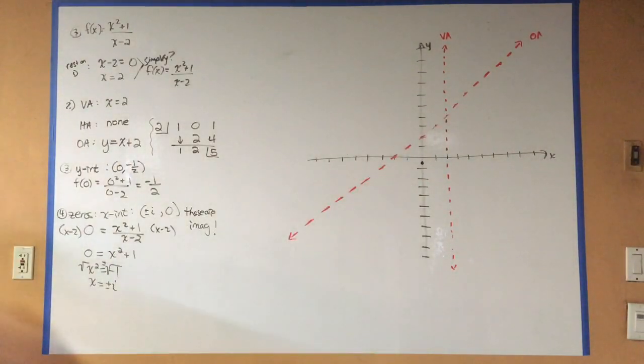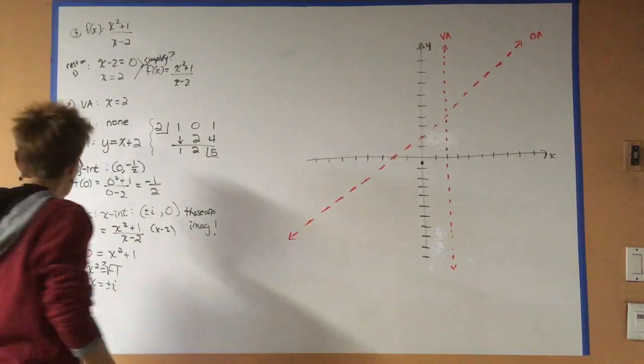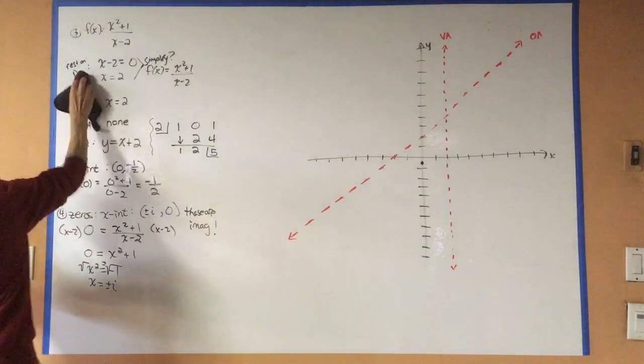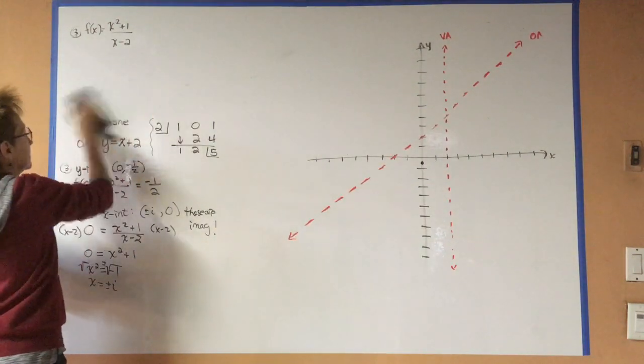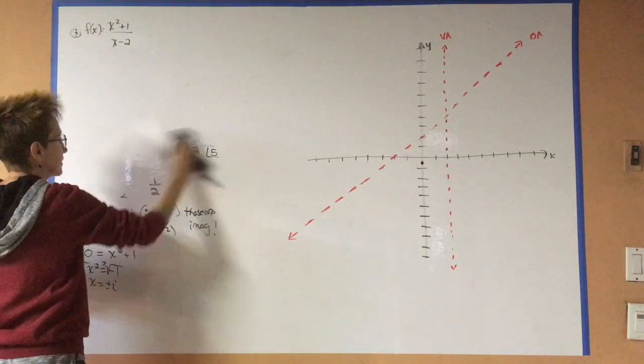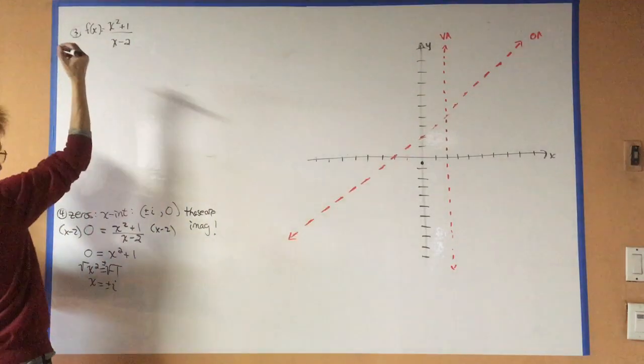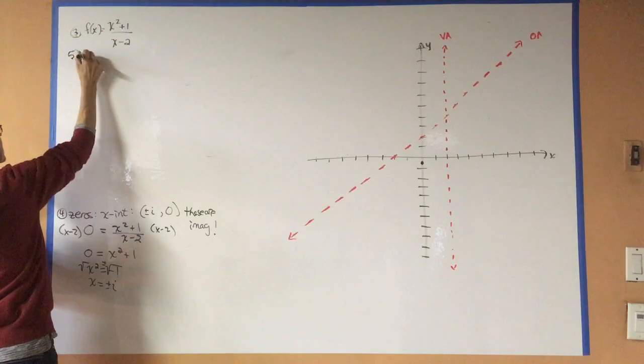So step 5 is determine if the graph intersects or not. So I'm going to do that next. I'm going to erase this piece here and look at whether it intersects or not. So I'll leave those up. So step number 5, intersect.